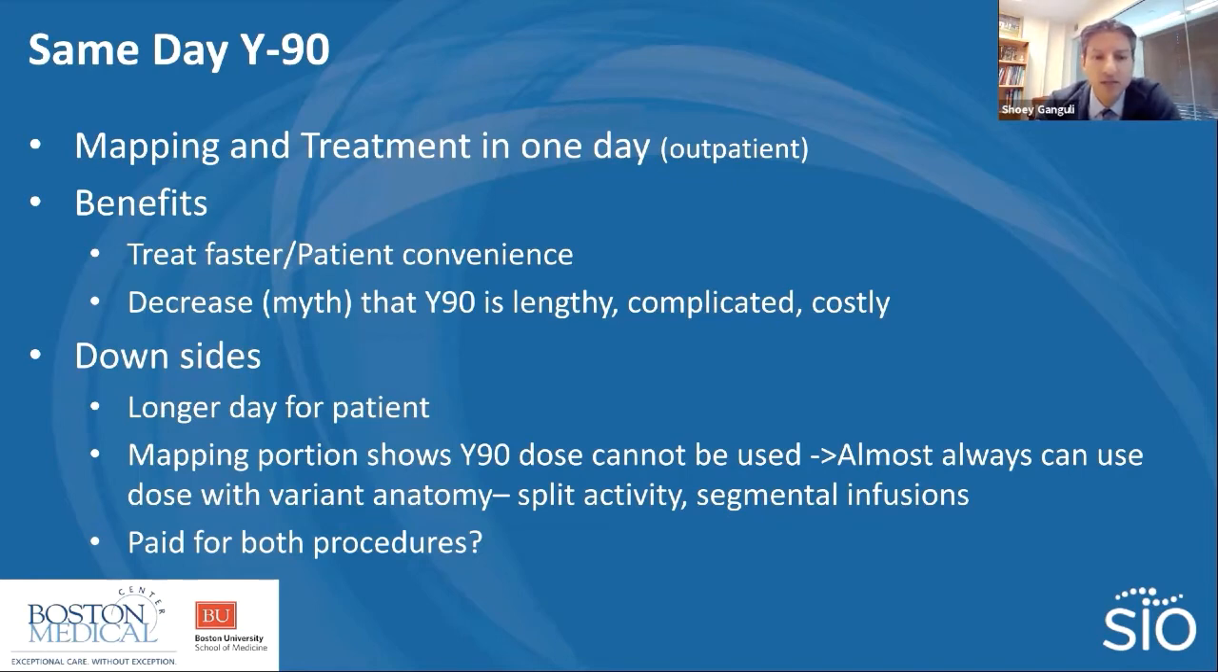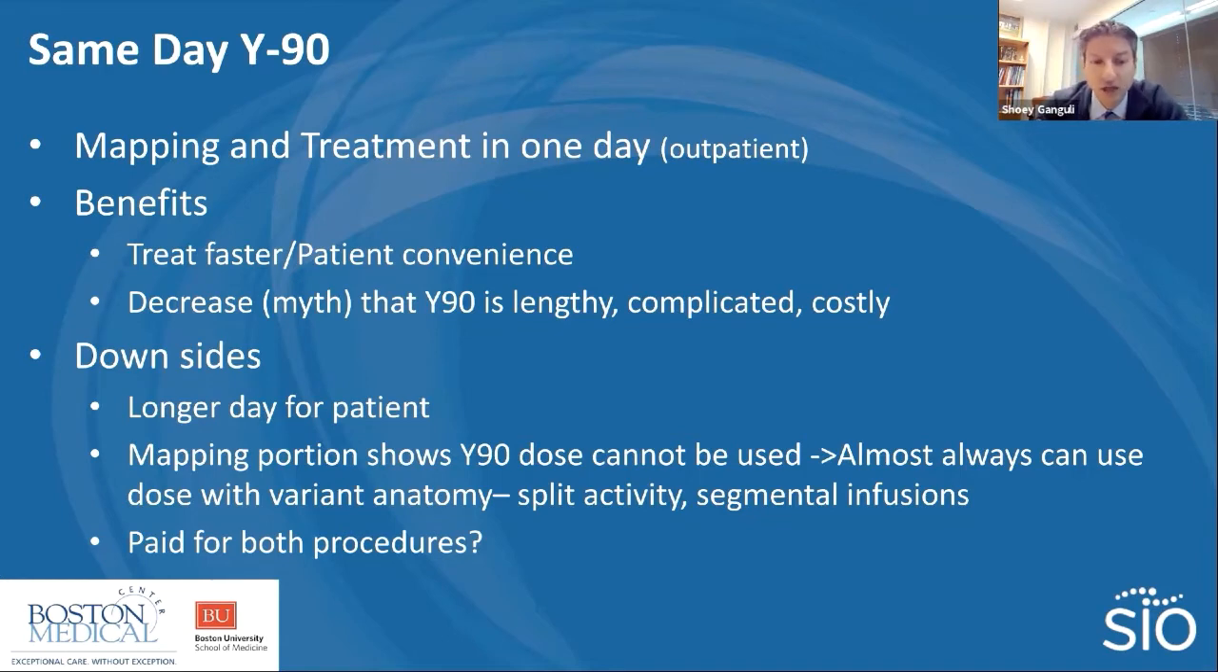What are the downsides? Longer days for patients. And then the concern always is that your mapping may show that you can't use the Y90. And so far, we haven't had any problems with that. You can always deal with variant anatomy. You can split dose. You can do segmental infusions, maybe not treat as large of an area that you thought. And with lung shunts, unless they're really high, you can decrease the activity you're going to inject to make sure you're within the safe margin for lung dose.